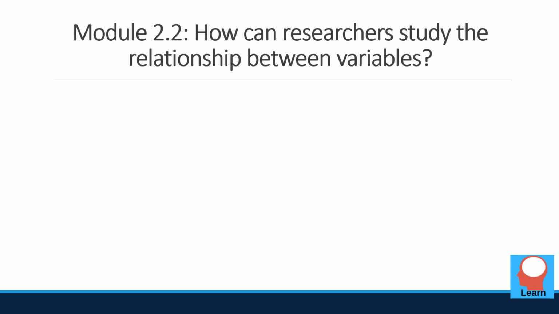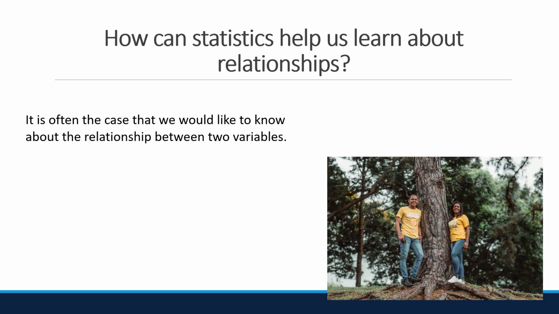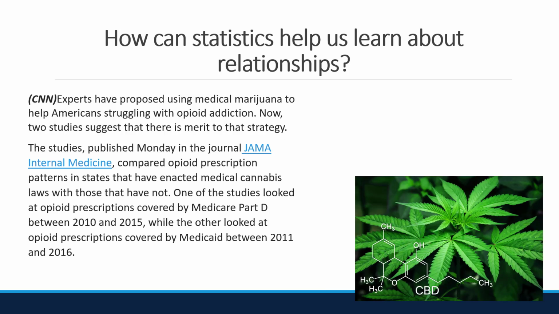Module 2.2. How can researchers study the relationship between variables? It is often the case that we would like to know about the relationship between two variables. You've probably read about studies involving two variables without realizing it. Visit the health section of any major news outlet and you'll find an article like this one.